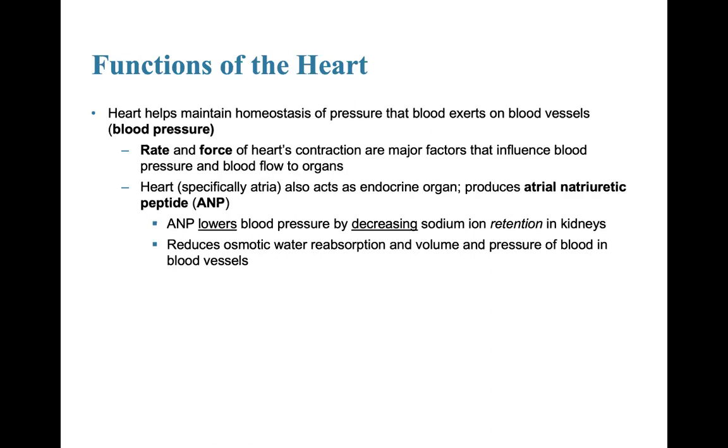The heart, specifically the atria, also acts as an endocrine organ, and it produces what we refer to as atrial natriuretic peptide. Now you may remember ANP from the endocrine system. This is secreted by the heart. It will lower blood pressure by decreasing the amount of sodium ion retention by the kidneys. If you decrease the amount of sodium you're retaining, you decrease the amount of fluids you're retaining, which means the volume of blood goes down. If the volume of blood goes down, the pressure goes down.